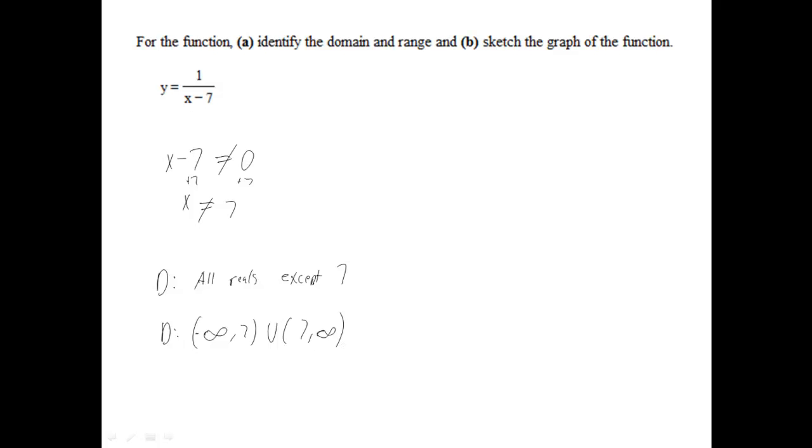That's your domain. Now, the range is going to be a little harder here. You could just plot some points. You could do your table, your x, your y. I would suggest you get familiar with these kinds of things here.